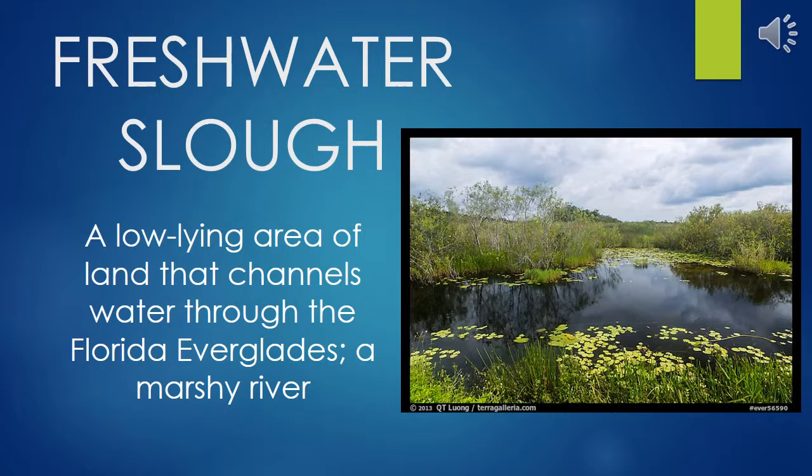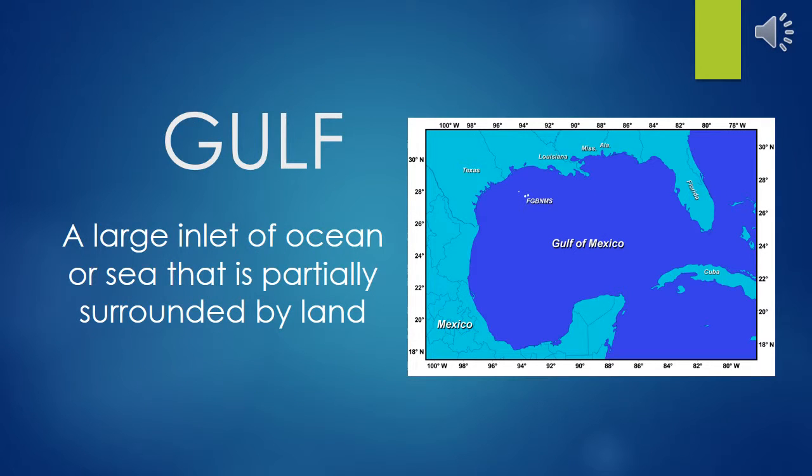Freshwater slough. This is a low-lying area of land that channels water through the Florida Everglades. It's like a marshy river. Gulf. This term refers to a large inlet of ocean or sea that is partially surrounded by land. Here is the Gulf of Mexico, surrounded by Florida, Alabama, Mississippi, Louisiana, Texas, and Mexico.